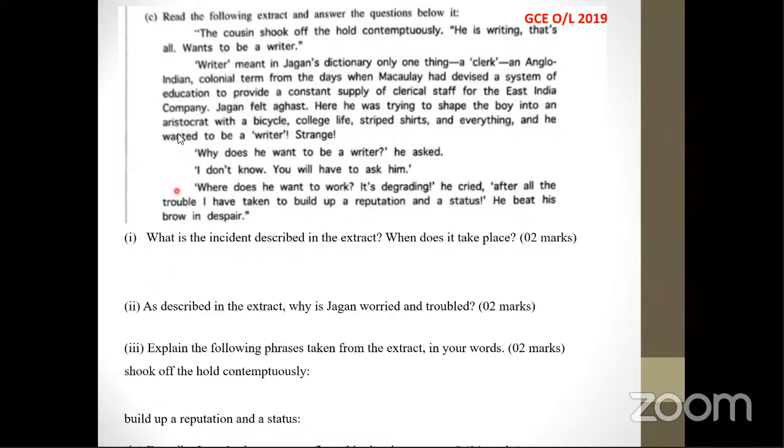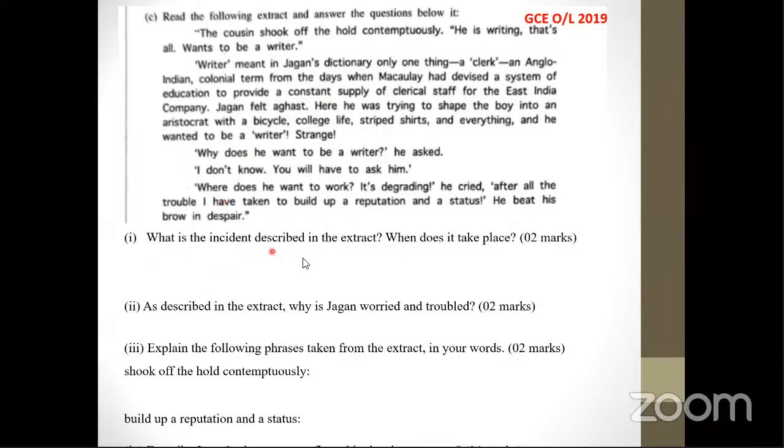So question number 1, you can read the extract here. The cousin took off the hold contemptuously. He is writing, that's all, wants to be a writer. And it ends, where does he want to work? It's degrading. He cried, after all the trouble I have taken to build up a reputation and a status. He beat his brow in despair. So we see the content coming.